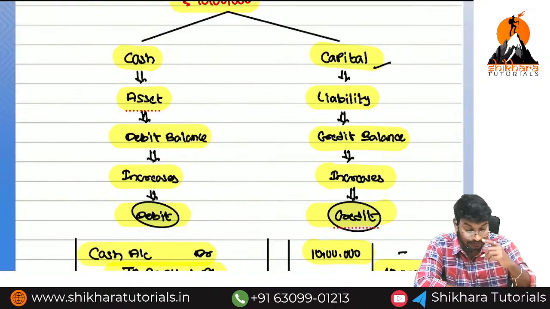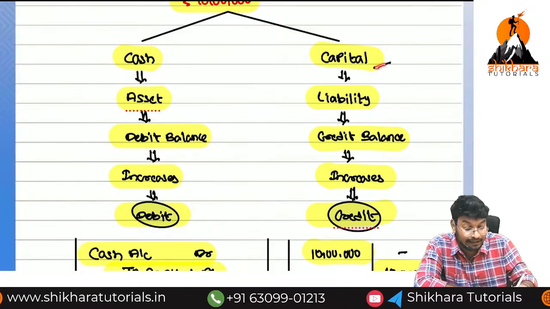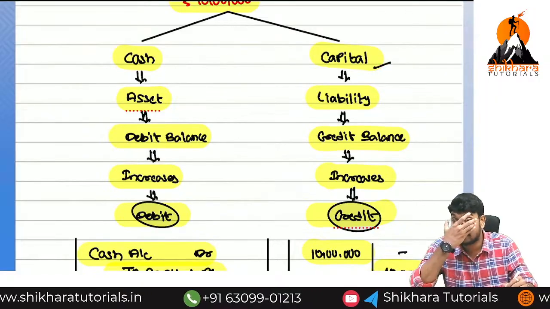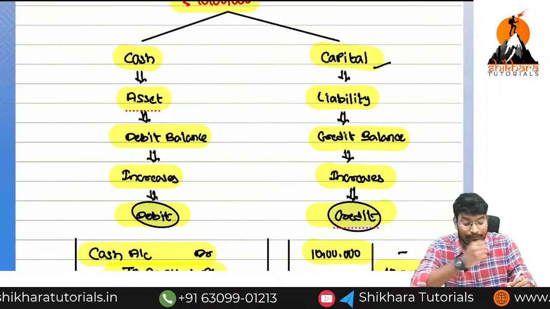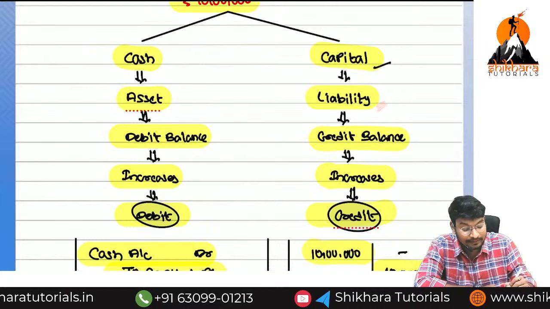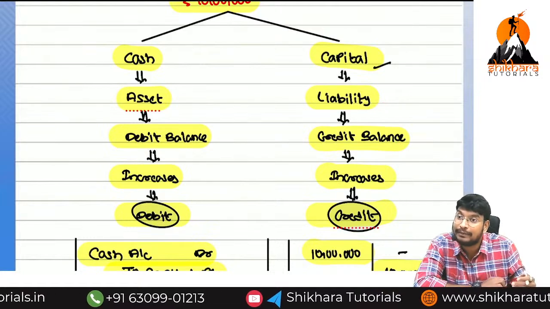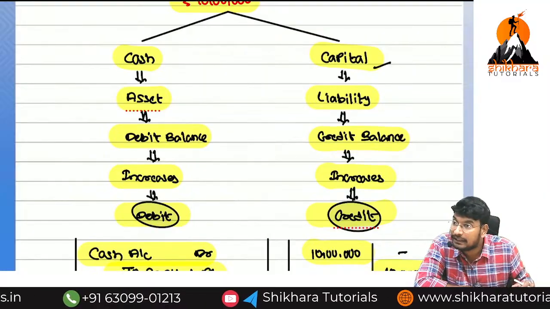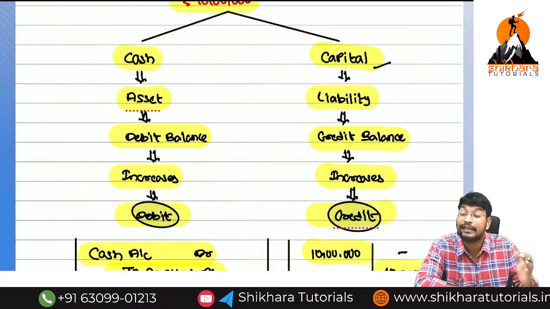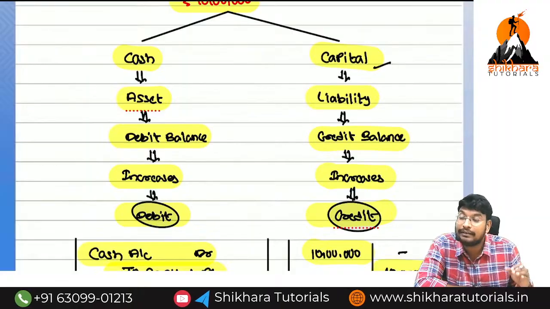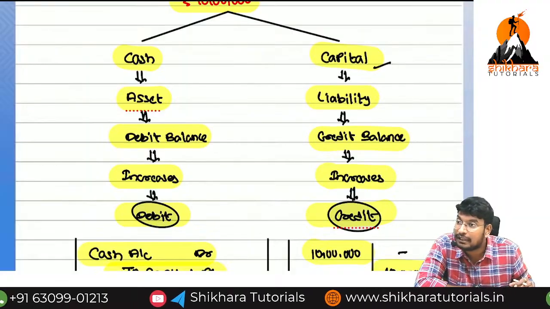Debit. Then after cash, what is capital? Asset or liability, income or expenses? Liability. So liability means which balance? Credit balance. So when will the liability increase? If a liability is created, the liability value will increase. If we repay the liability, the liability value will decrease.